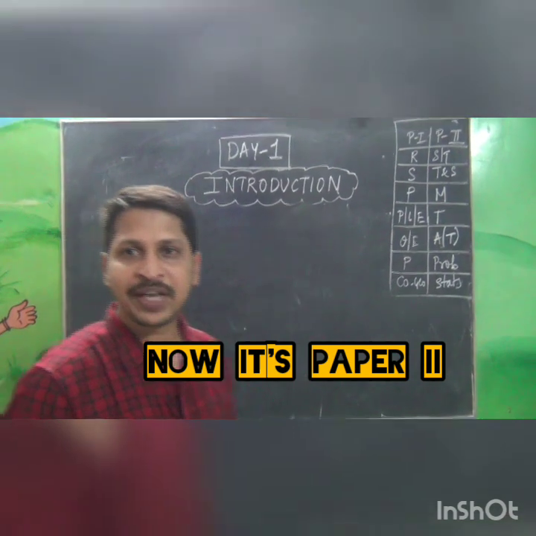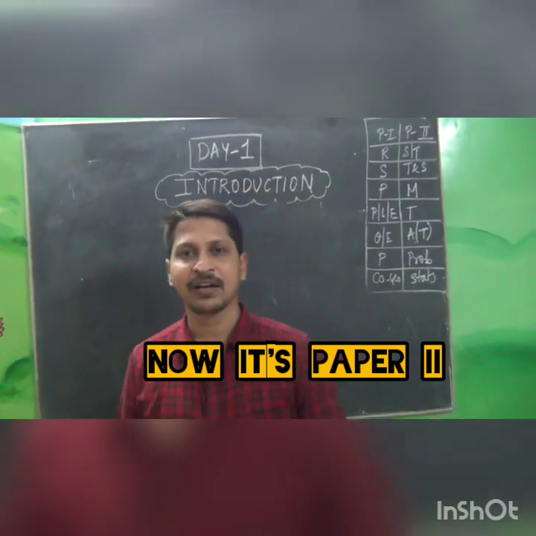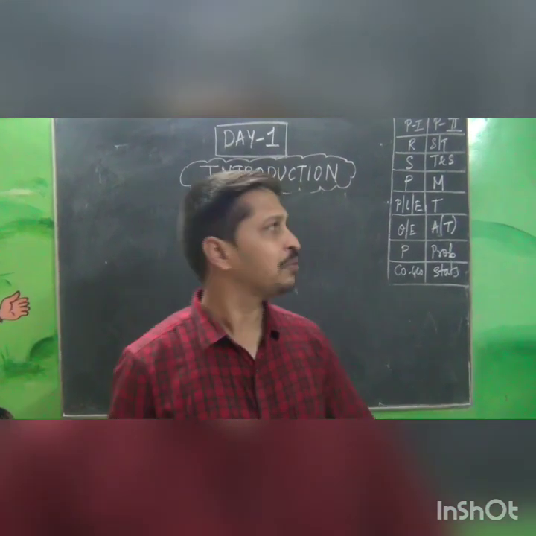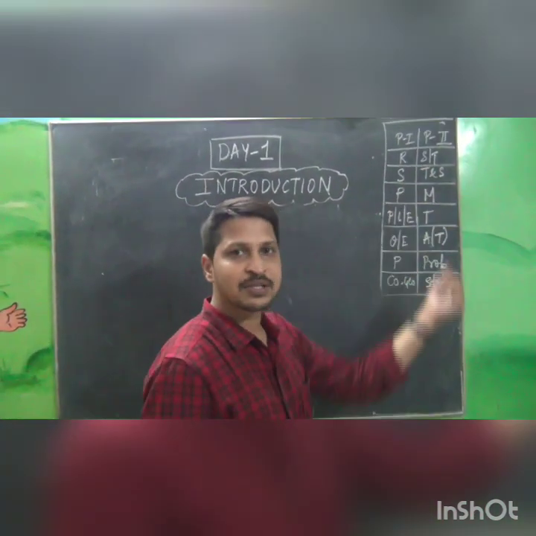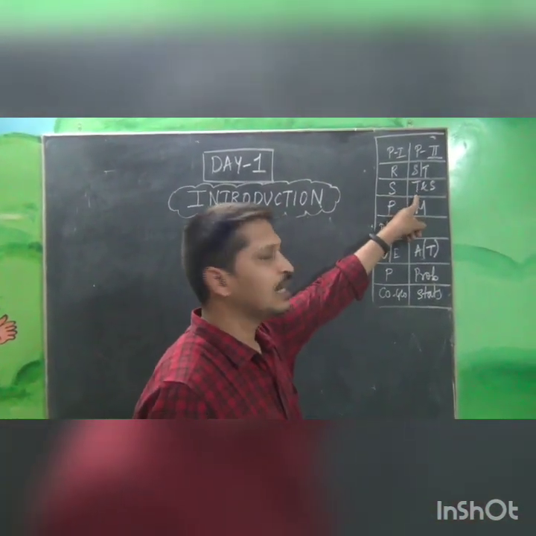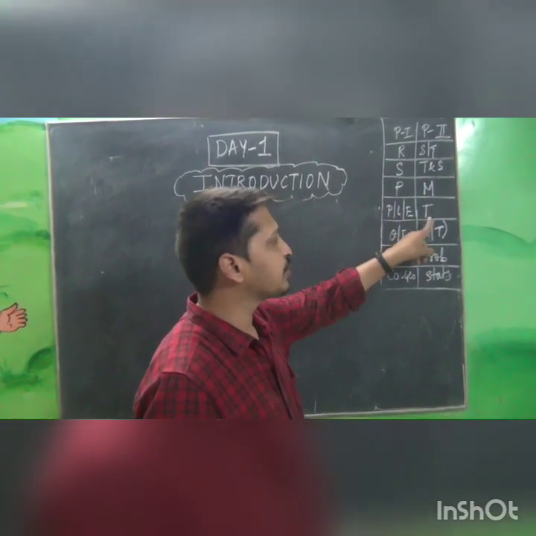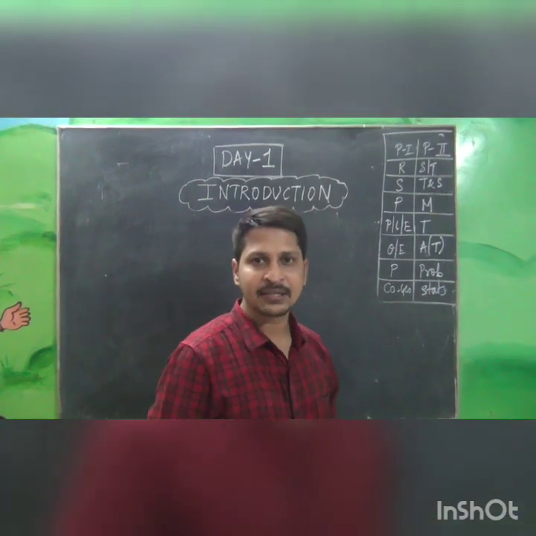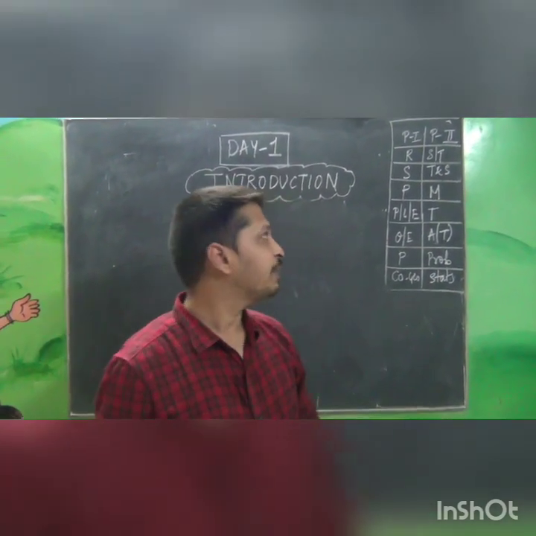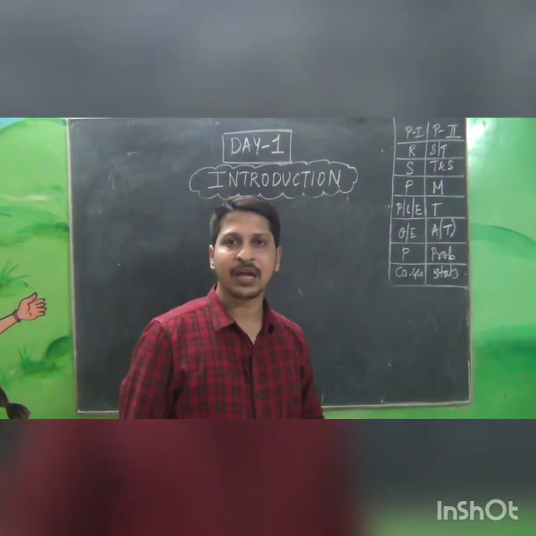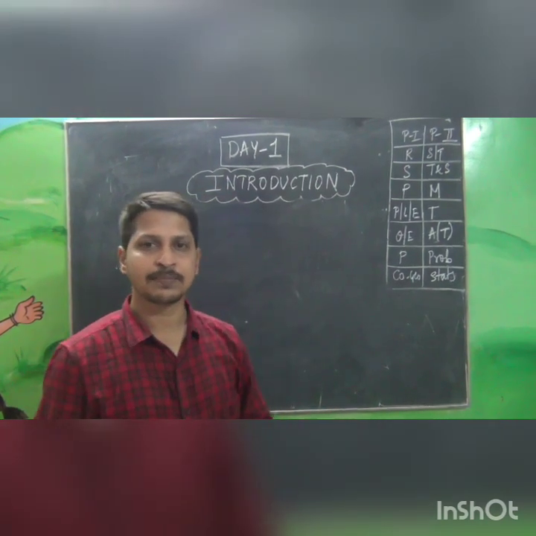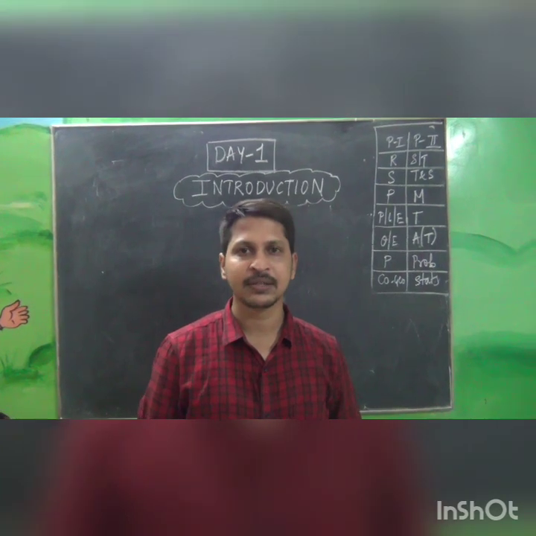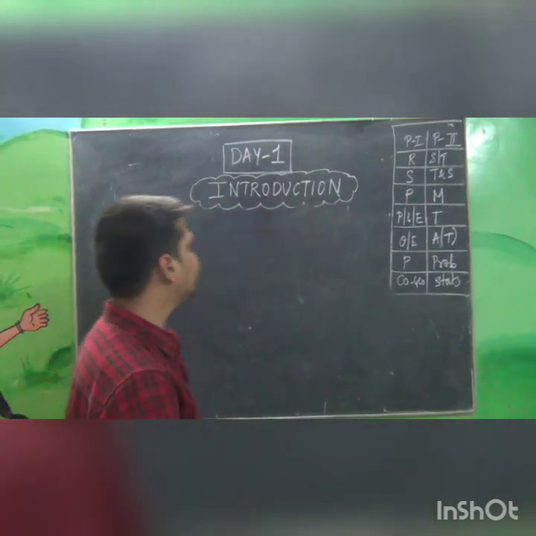So till now we have discussed the paper 1, and now let's discuss the paper 2. In paper 2, as you can see here, we have again 7 chapters: similar triangles, tangents and secants, mensuration, trigonometry, applications of trigonometry, probability and statistics. Now I'll give an overview of each and every chapter, and also small concepts which you have already learned in 7th, 8th or 9th classes. Okay. Now I'll start with similar triangles.